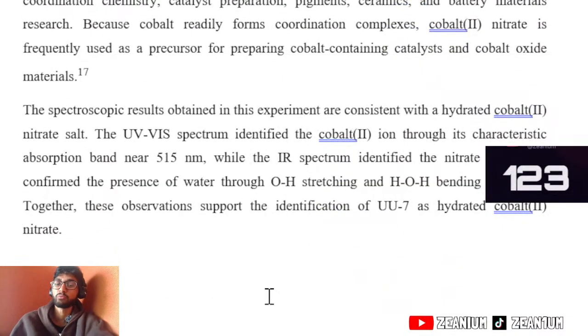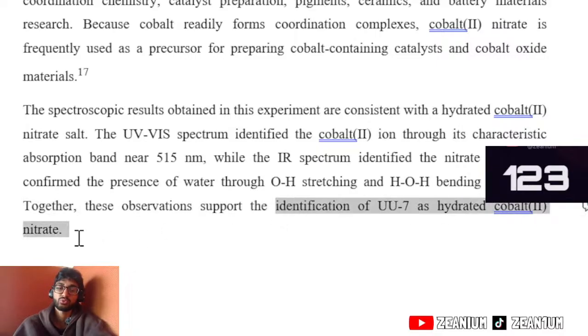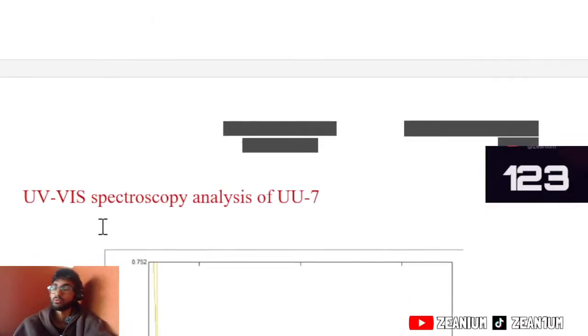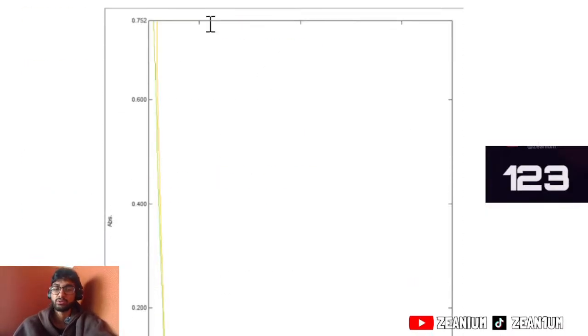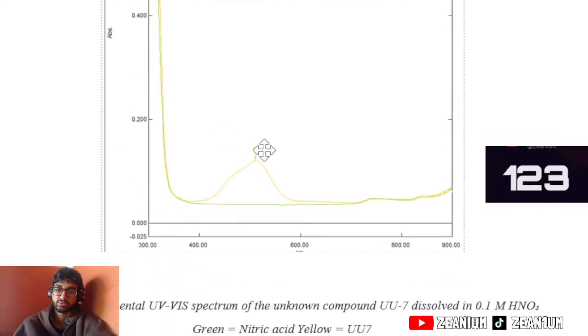So what do they use this for? There's a reference right here. Basically, the identification of U7 was a hydrated cobalt(II) nitrate, thanks to UV-Vis. Oh, it's right here. So this is the graph we got. The green is nitric acid, and the yellow is the unknown compound, U7.